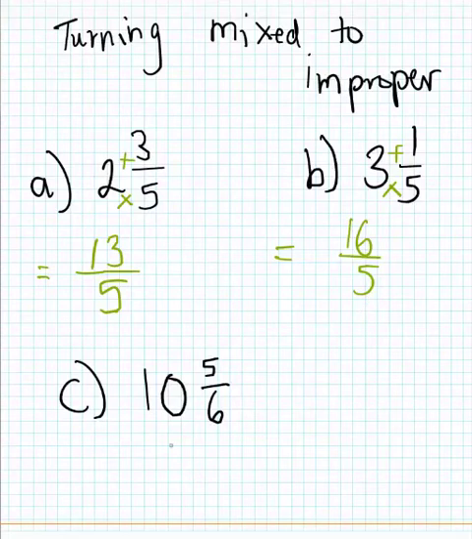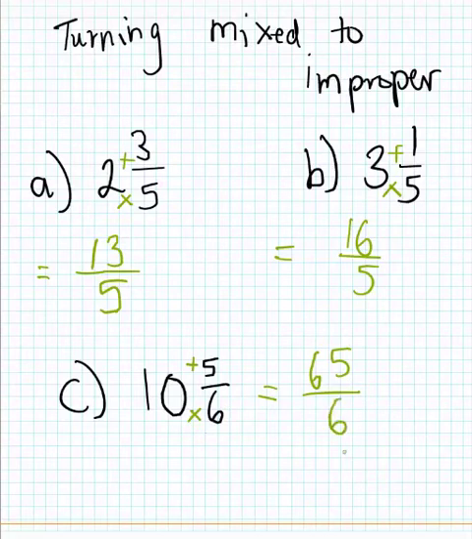And like I said, do a quick check. 5 into 16, 5, 10, 15 goes in 3 times. Remainder 1 over 5. Perfect. And last one here, once again, you put your times first and then plus. So 6 times 10 is 60, and 60 plus 5 is 65 over, keep the same denominator, which is 6.